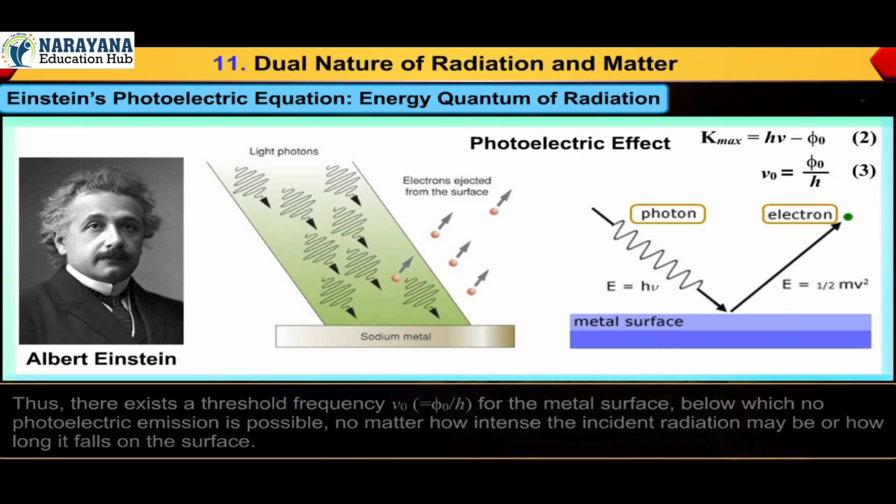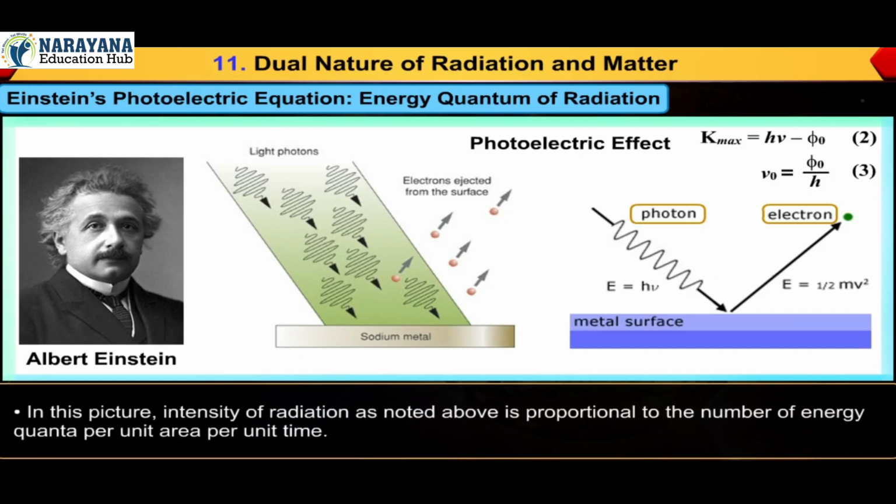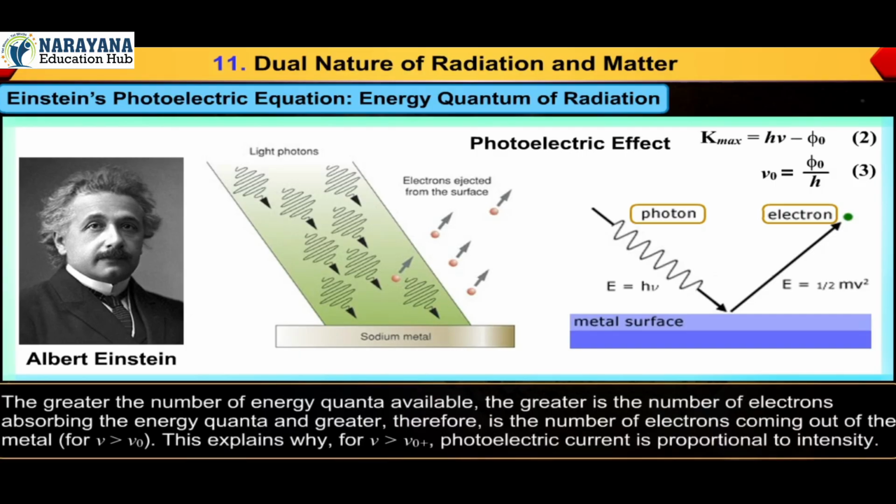In this picture, intensity of radiation, as noted above, is proportional to the number of energy quanta per unit area per unit time. The greater the number of energy quanta available, the greater is the number of electrons absorbing the energy quanta, and greater, therefore, is the number of electrons coming out of the metal, for nu greater than nu 0. This explains why for nu greater than nu 0, photoelectric current is proportional to intensity.